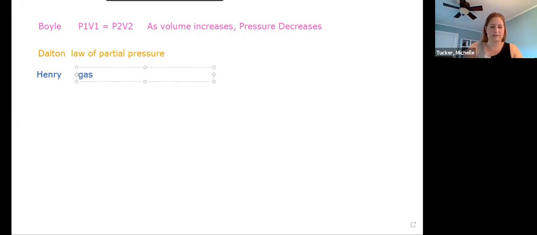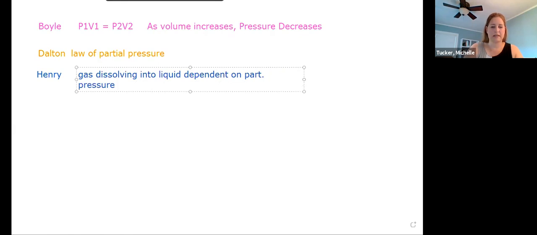So gas dissolving into liquid like blood is dependent on partial pressure and solubility.